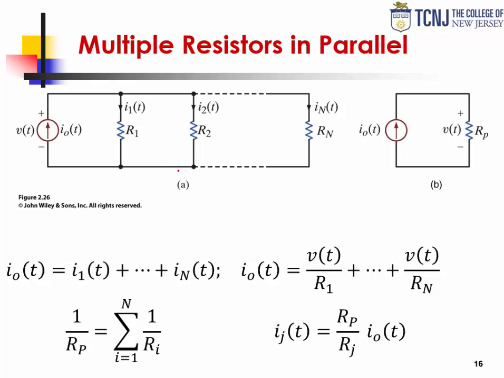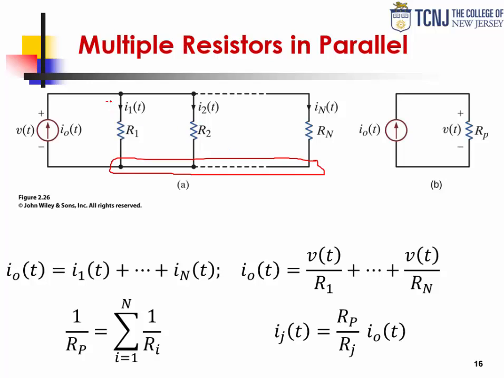Now let's combine multiple resistors in parallel and again use Kirchhoff's laws to derive the equivalent total resistor of any number of resistors connected in parallel. This type of connection, where we have all the nodes of the resistors connected together, and then we have all the other nodes connected together, is a parallel connection.